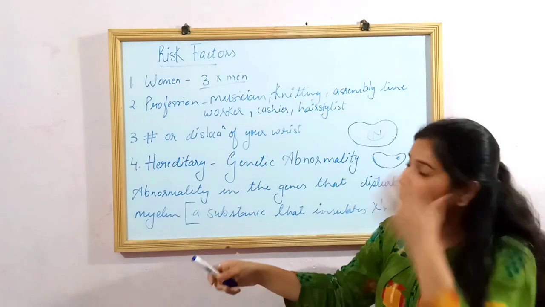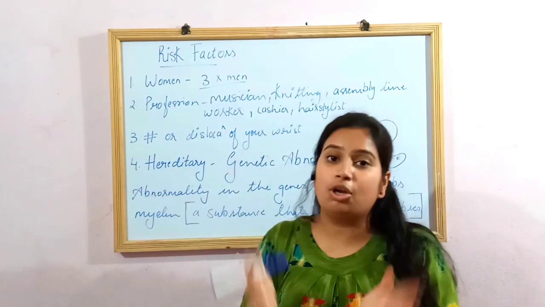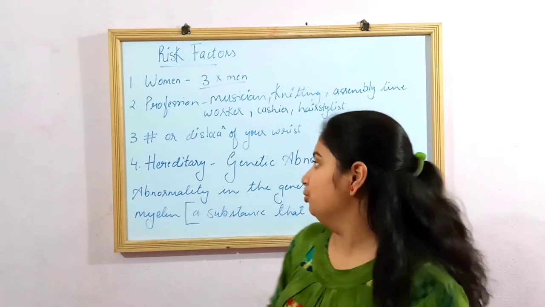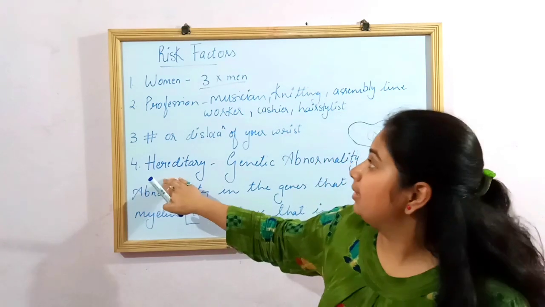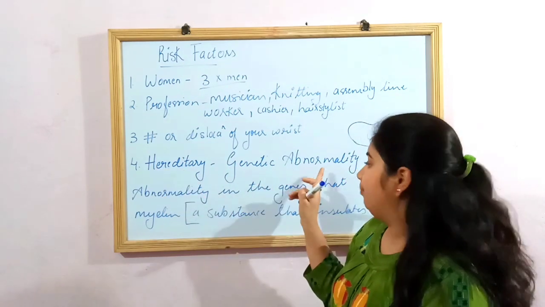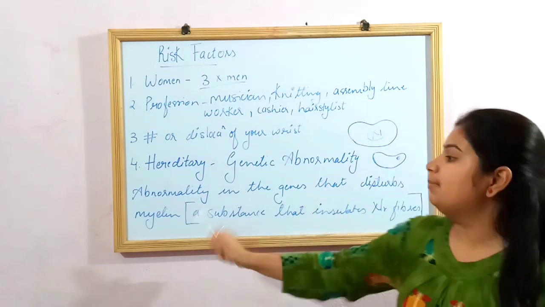Now our third factor is a traumatic factor. Any fracture or dislocation of your wrist can cause pinching of the median nerve and the symptoms are produced. Last factor is the hereditary, that is genetic abnormality. Abnormality in the genes that disturbs the myelin.